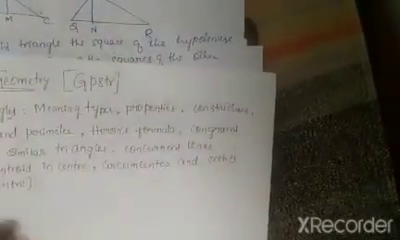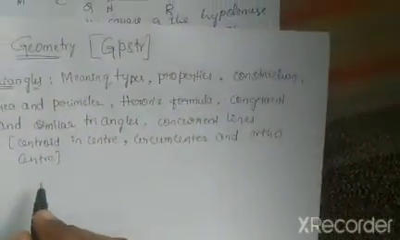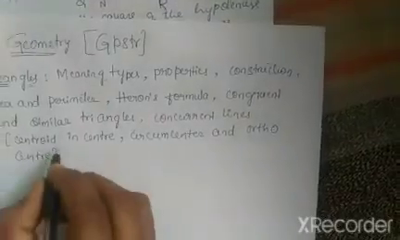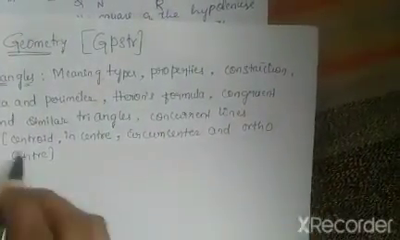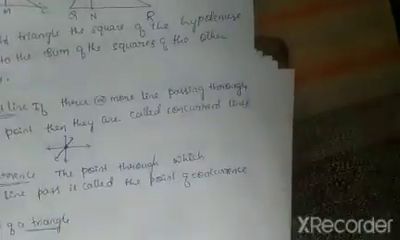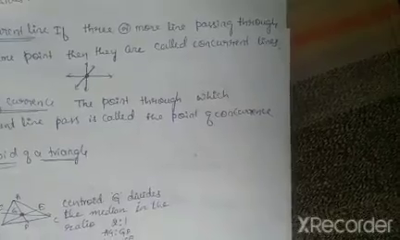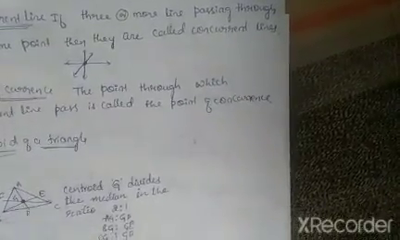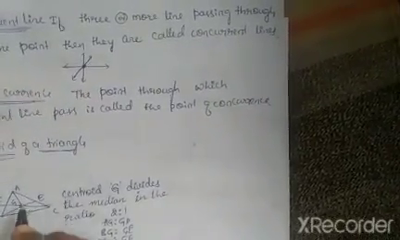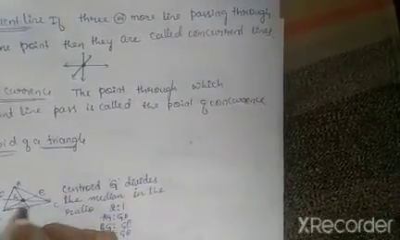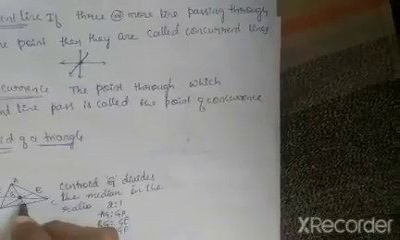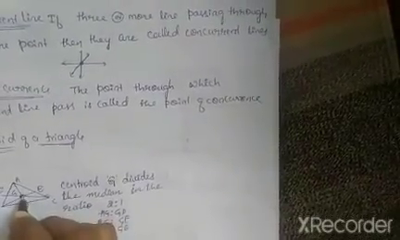Next, they gave four concepts: centroid, incenter, circumcenter and orthocenter. The first one is the centroid of a triangle. G is the center. We draw the medians, and this is the centroid, so we get a point G.